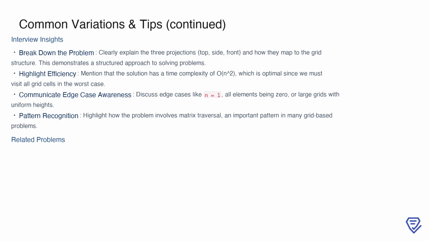Efficiency is another key point to highlight. The solution has a time complexity of O(n squared), which is optimal because every grid cell must be visited in the worst case. Be sure to also discuss edge cases, such as when n equals 1, grids with all zero heights, or very large grids with uniform heights. Lastly, recognize that this problem is part of a broader pattern of matrix traversal, which is a fundamental concept in grid-based problems. Identifying this connection demonstrates a deep understanding of similar challenges.